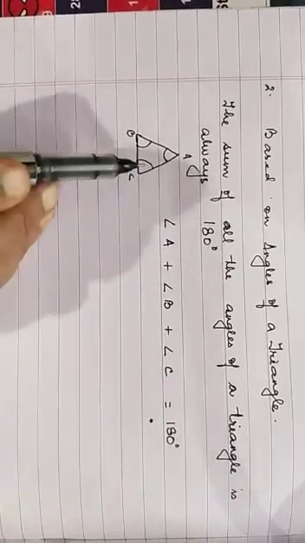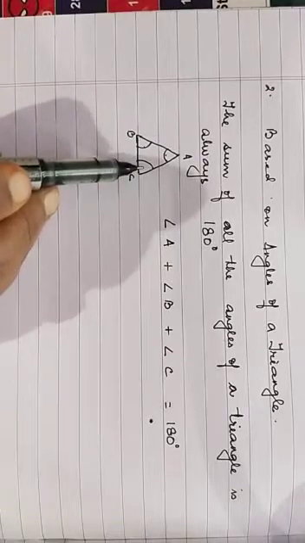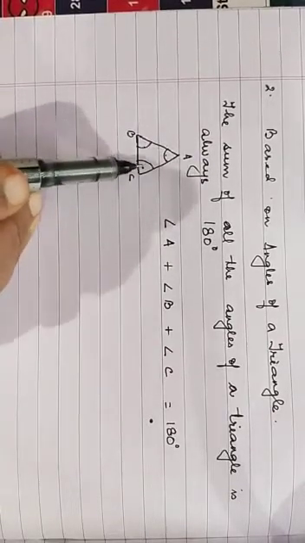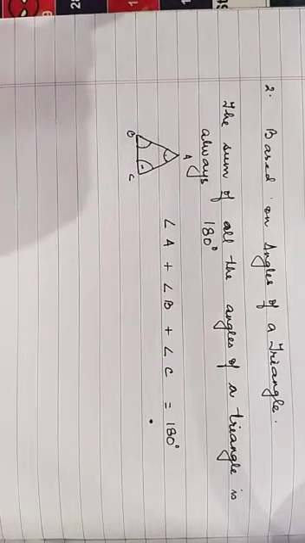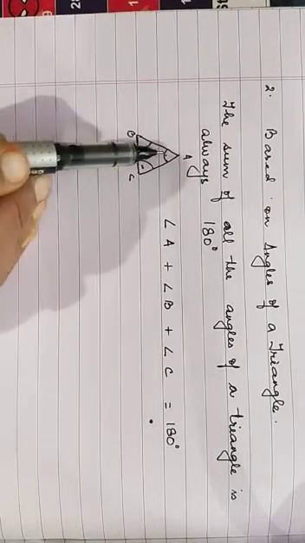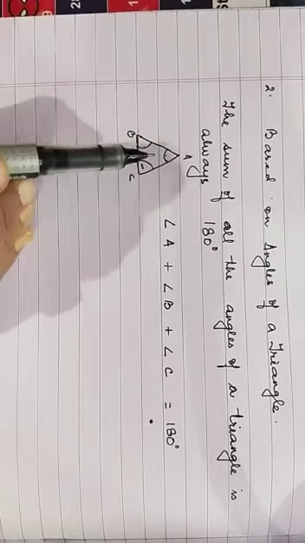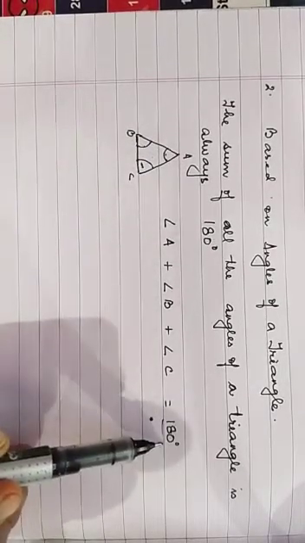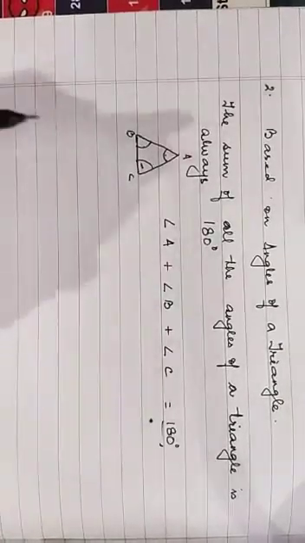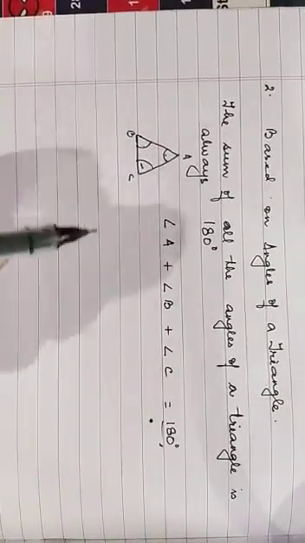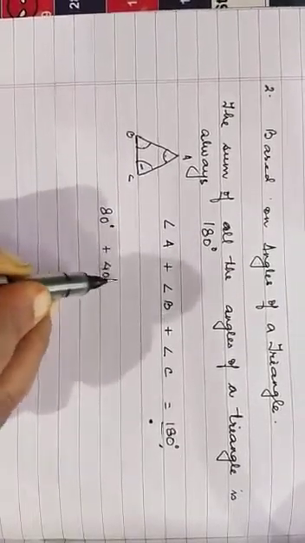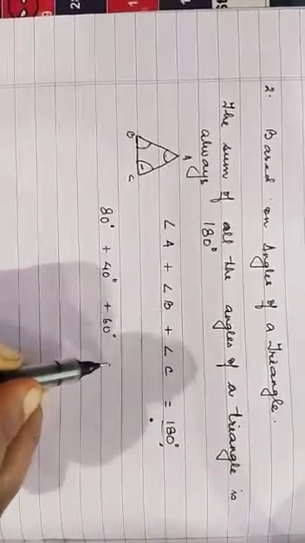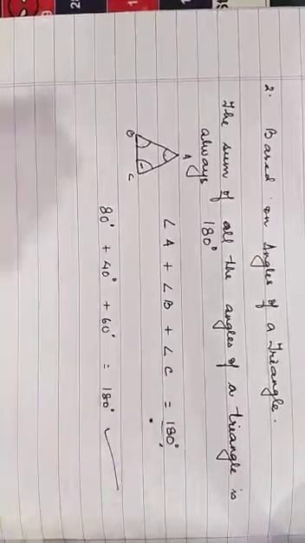Okay. If the sum of the angles of the triangle is not equal to 180 degree, then a triangle cannot be formed. Okay. The sum of all the angles of the triangle has to be equal to 180 degree. If it is not so, when we sum up these, like I have 80 degree plus 40 degree plus 60 degree is equal to 180 degree, then this triangle can be formed.